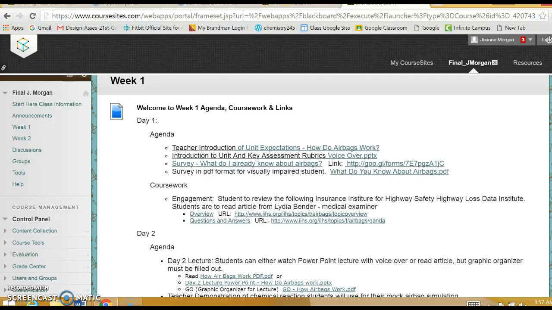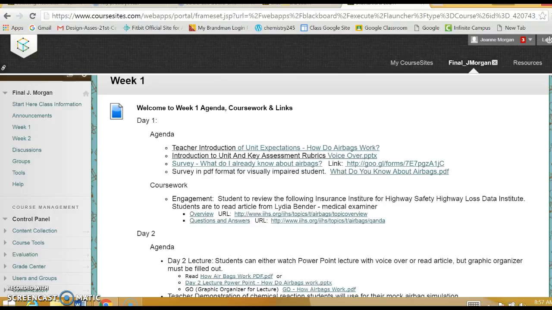Then they will do a survey, like I said, and there's also a survey here in PDF format, which is basically for other students who maybe have a visual disability and can't actually do the survey online, so they can do it through a PDF format and submit it to me that way. That way I still get everybody's knowledge base.